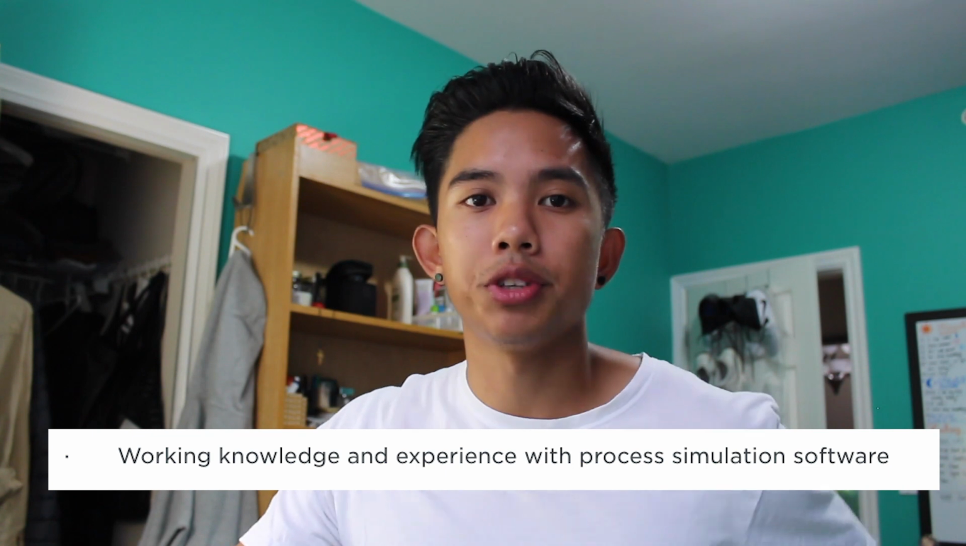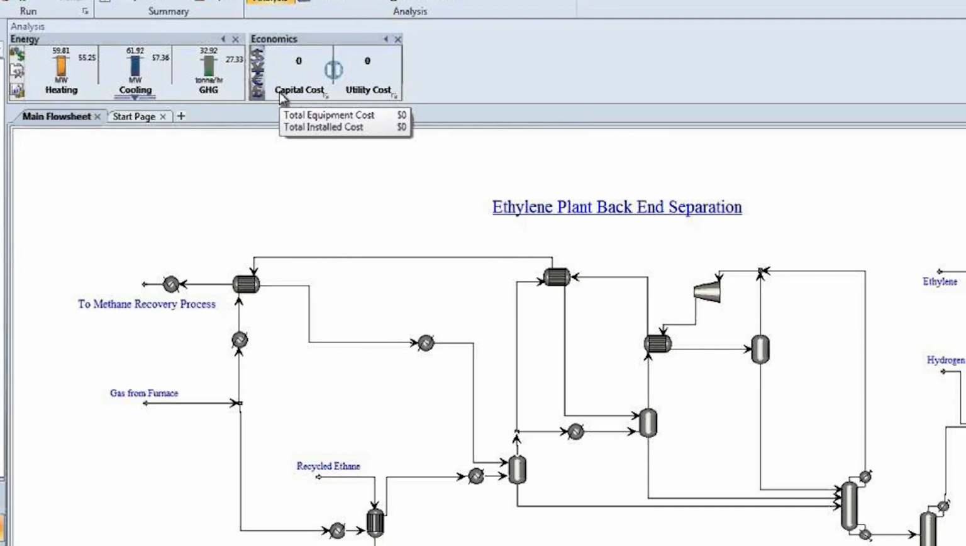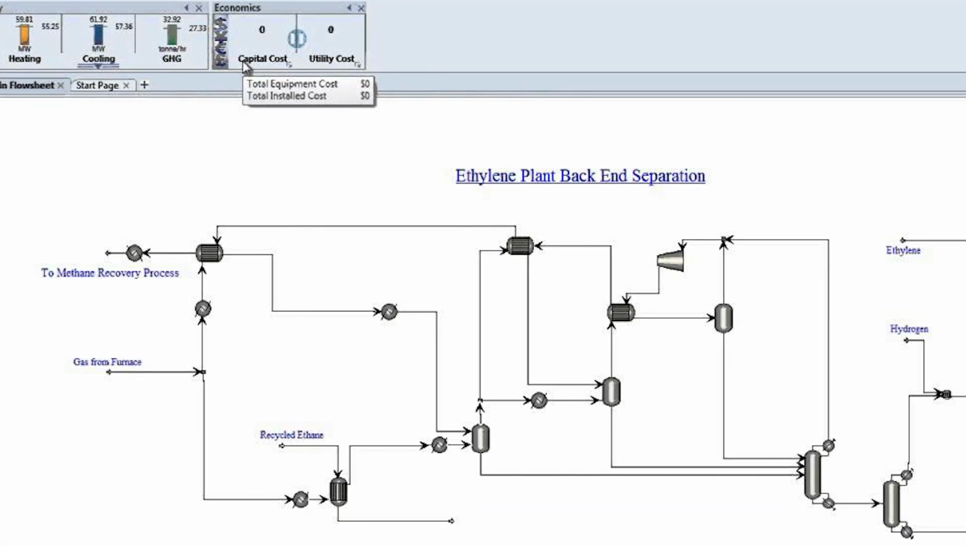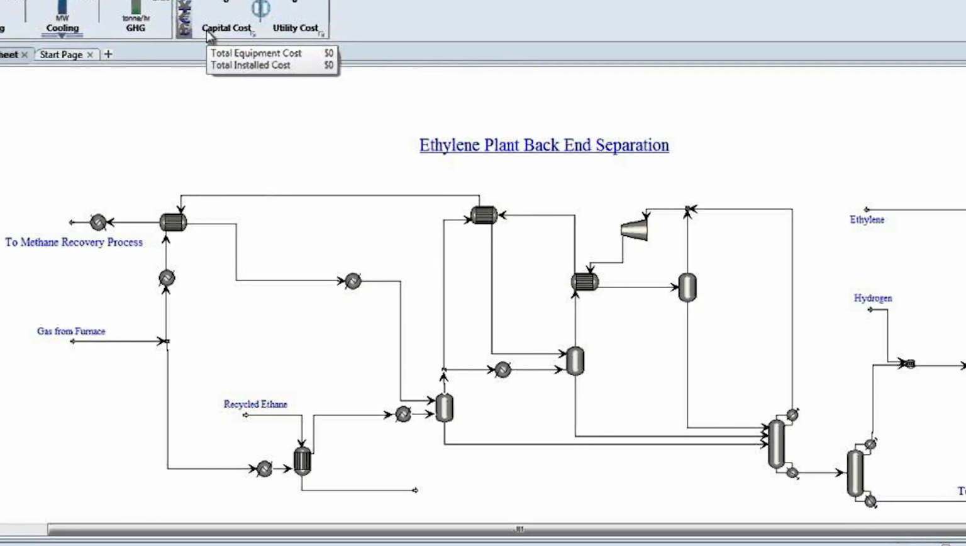In third year chemical engineering, I learned about Aspen Plus. In fourth year, I learned about Aspen HYSYS, which are just two process simulation softwares, but there's tons of them out there.